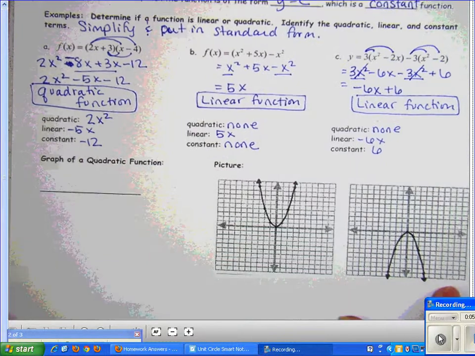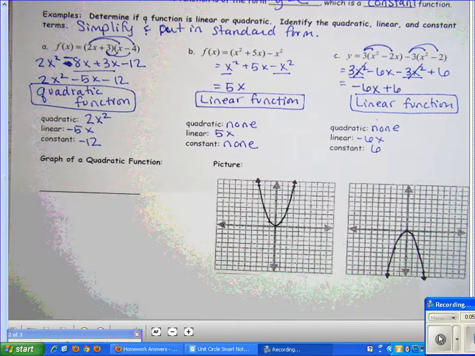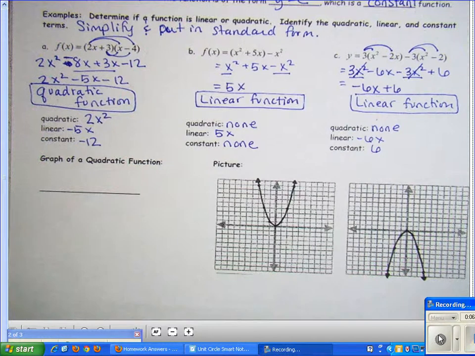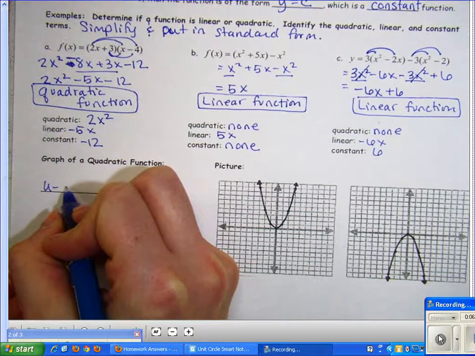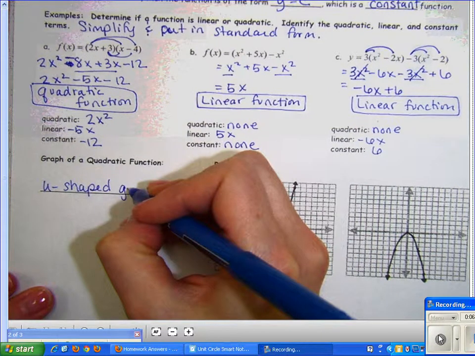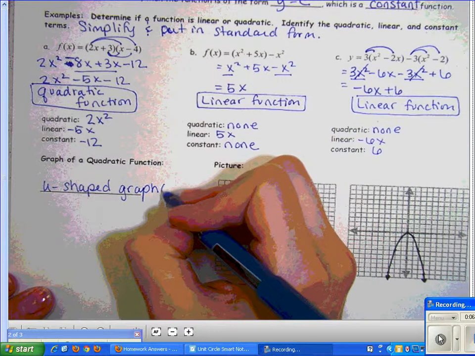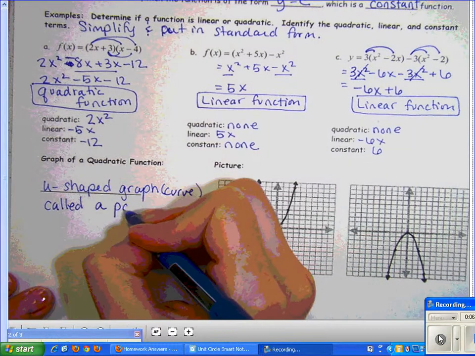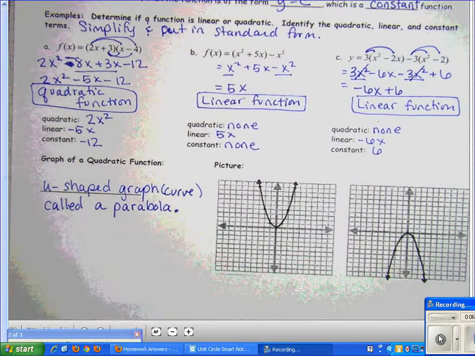Now the next thing we're going to talk about is the graph of a quadratic function. Remember when we talked about graphs of absolute values, we said that an absolute value makes a V-shape for your graph. Well, quadratic functions, the graph is going to be a U-shaped graph, or I could say a U-shaped curve, and it's called a parabola. So parabola is the fancy name for the U-shape that it makes.